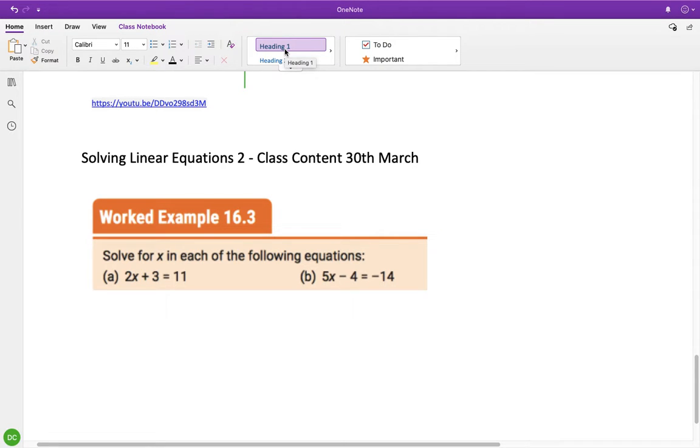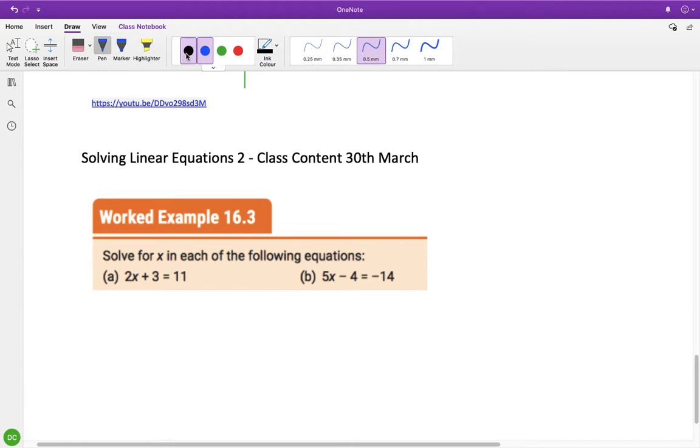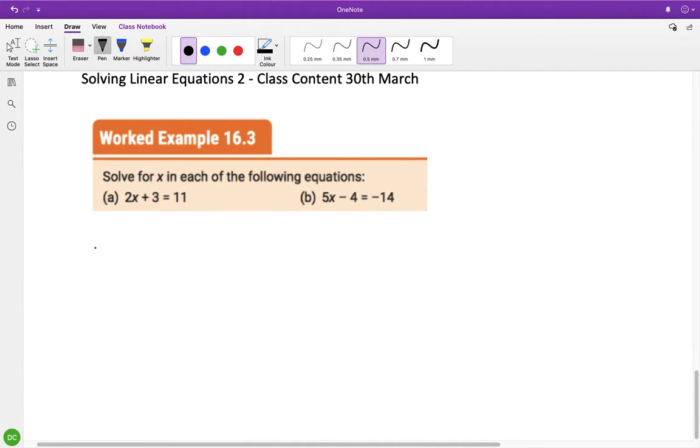Okay, good morning. So we're going to move on to solving linear equations 2. So I'm just going to, I suppose, add another layer of complexity to the equations that you're being asked to solve. Right, so we'll do the first one. So solve 2x plus 3 equals 11.